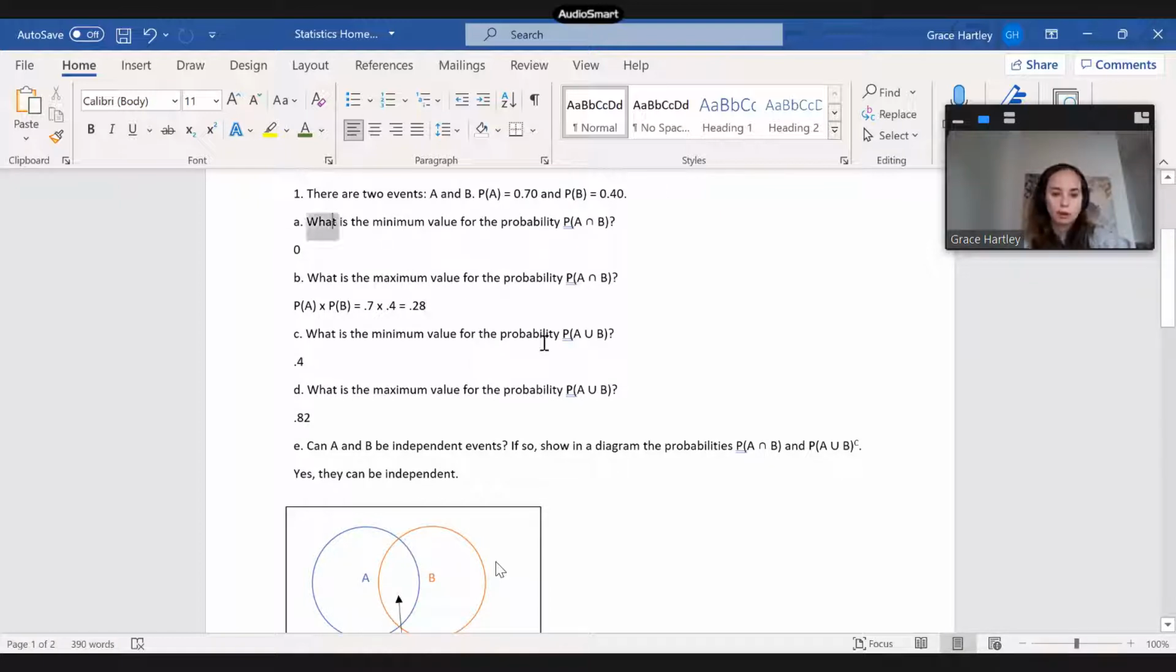And for part A, you can't say that the probability of A intersect B is 0, because we don't know it's independent.